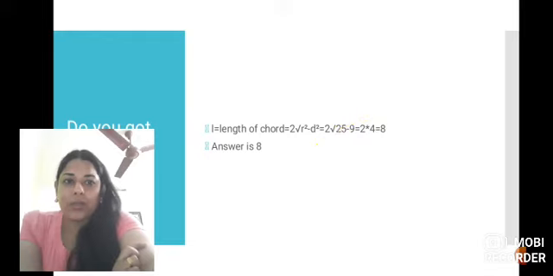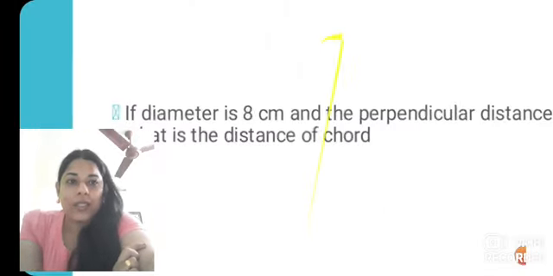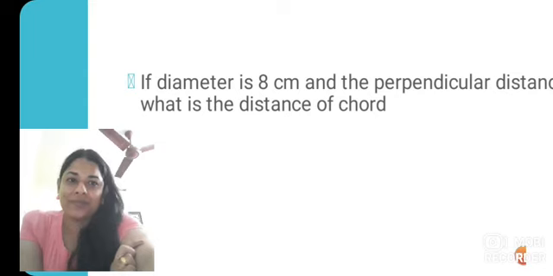Can we go to the follow-up activity? If a diameter is 8 cm and the perpendicular distance is 2 cm, find the length of the chord. This is the homework question.